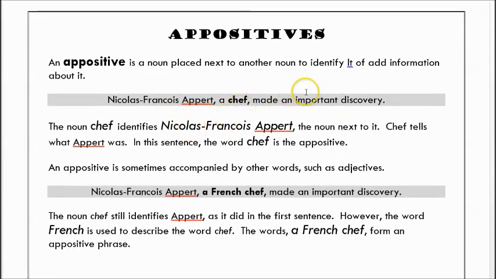Okay? The most important information in the sentence is that Appert made a discovery. And chef is additional information that we're adding on in the form of an appositive. The appositive is set off from the noun it's modifying or describing with commas.